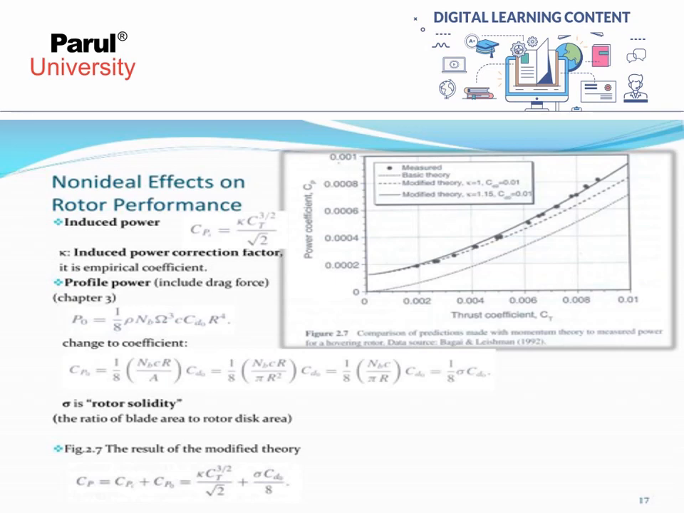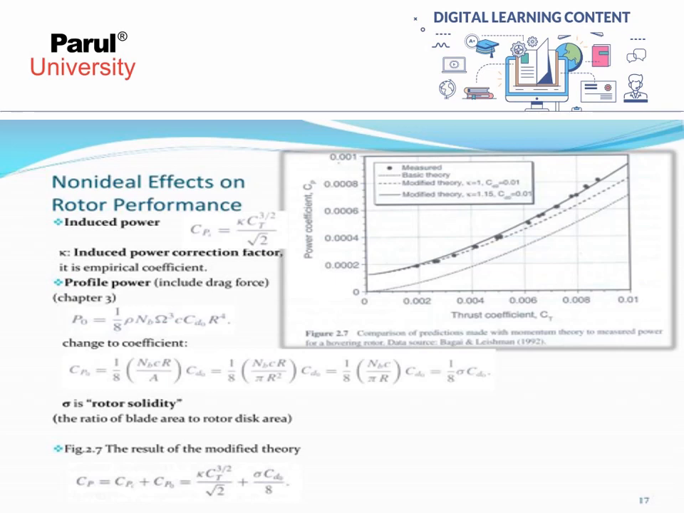It is an empirical coefficient, and profile drag power is nothing but induced drag force, and P naught is equal to 1 upon 8 rho Nb omega cubed into c into Cd naught into R to the power 4. In coefficient form, Cp naught is equal to 1 upon 8 Nb c R divided by A into Cd naught, which is equal to 1 upon 8 Nb c R divided by pi R square into Cd naught, or we can say 1 upon 8 Nb c by pi R into Cd naught, or equal to 1 upon 8 sigma Cd naught. Sigma is the rotor solidity, the ratio of blade area to the rotor disk area.